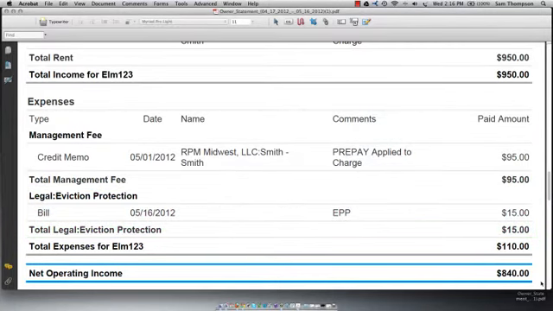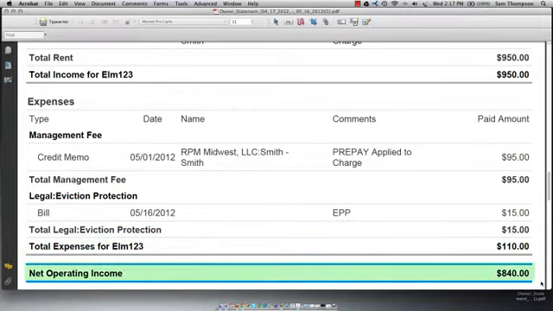All expenses are categorized like this. For example, any repairs will be listed as repairs with a description of the repair in the comments section. The next line shows the total expenses for the building, $110 for this statement period.